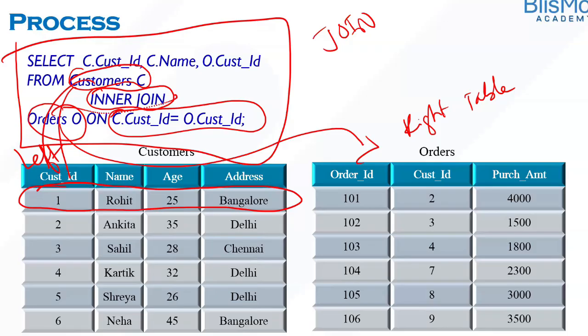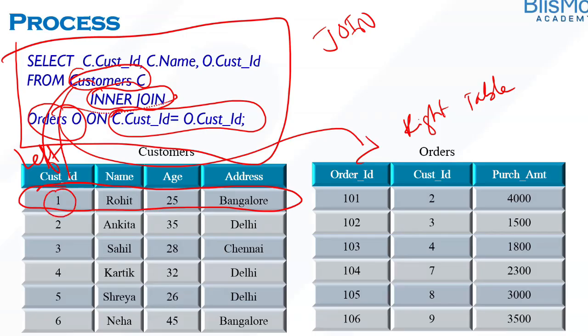So please remember, wherever the join is mentioned, the table mentioned to the left of the join is called the left table. The table mentioned on the right of the join keyword is called the right table. What I was trying to say is, all the records of the left table are compared with all the records of the right table based on the common field.